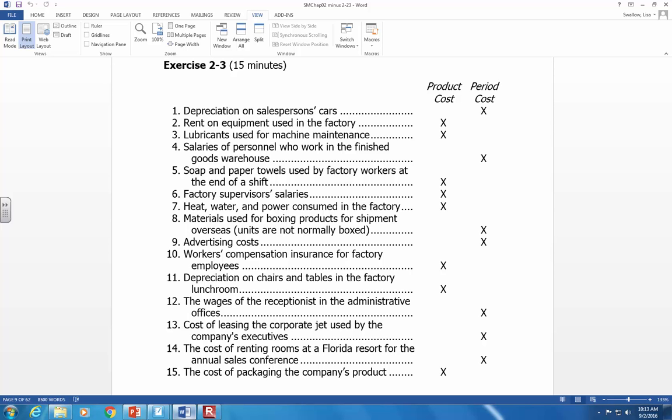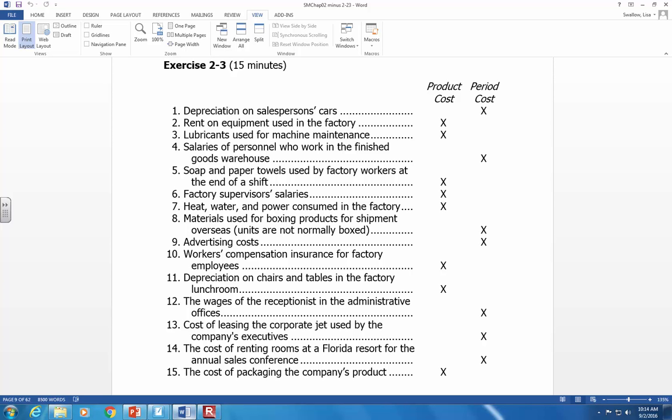Heat, water, and power consumed in the factory, product cost, overhead. Materials used to box the products for shipment overseas, that's a selling cost, right? Period cost. Advertising, period cost. Workers' comp for my factory employees, element of overhead. Workers' comp for my office folks, period cost.